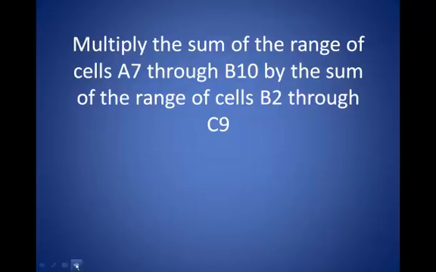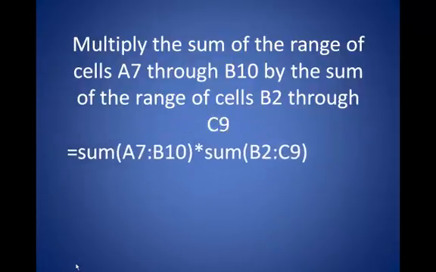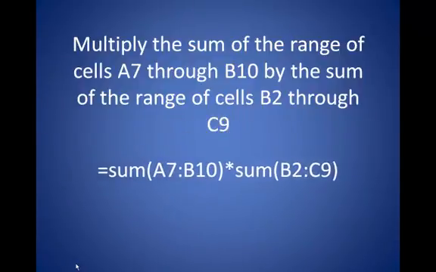Now this one, it looks kind of complicated, but it's really not if you just take it step by step. Multiply the sum of the range of cells A7 through B10 by the sum of the range of cells B2 through C9. Now here we go. It's almost like two different problems. We've got equal sum A7 through B10. Then when we find that, we're going to multiply it by the sum of B2 through C9, because we're multiplying the sum of the range of A7 through B10, which is the first part, multiplied by the sum of the range B2 through C9.